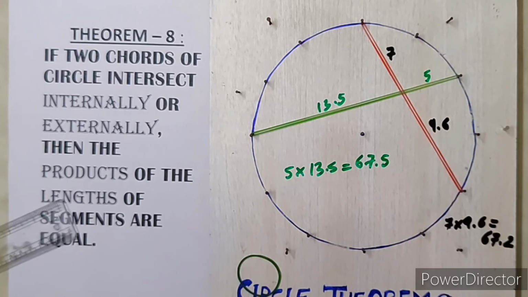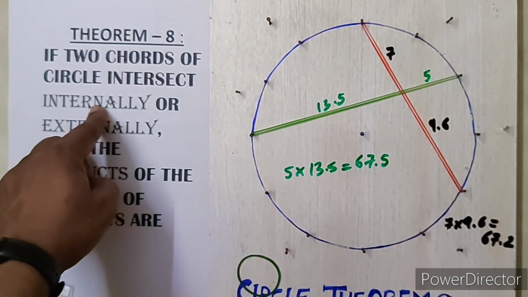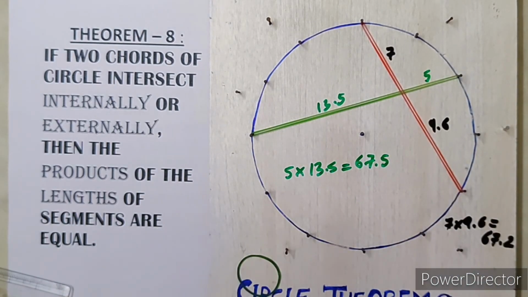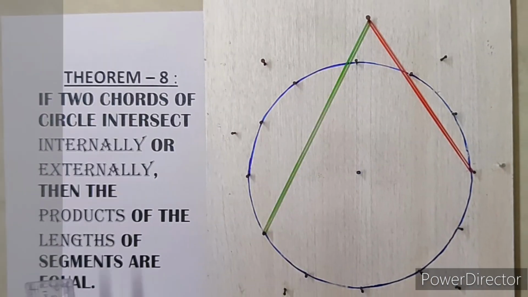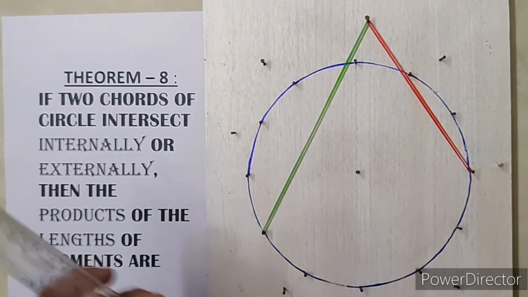Okay, so that verifies that when they are intersecting internally, the product of the line segments which are formed of the two parts from the chords are equal. They are getting it as equal. We had seen about the internal intersection. Now we will see external intersection.